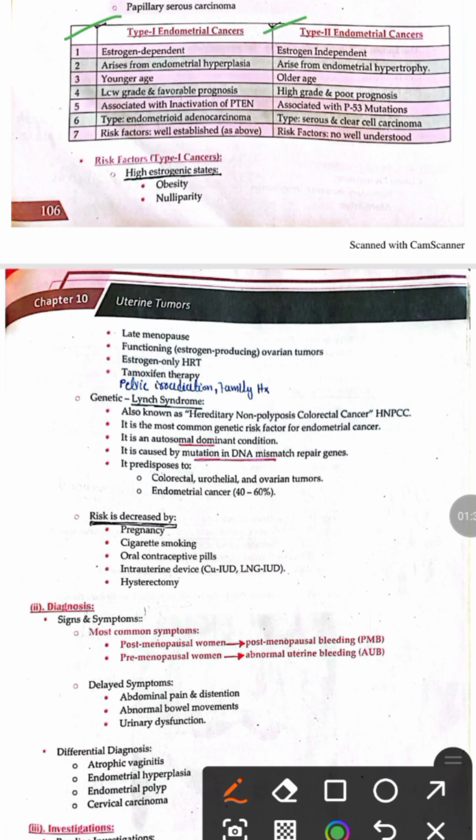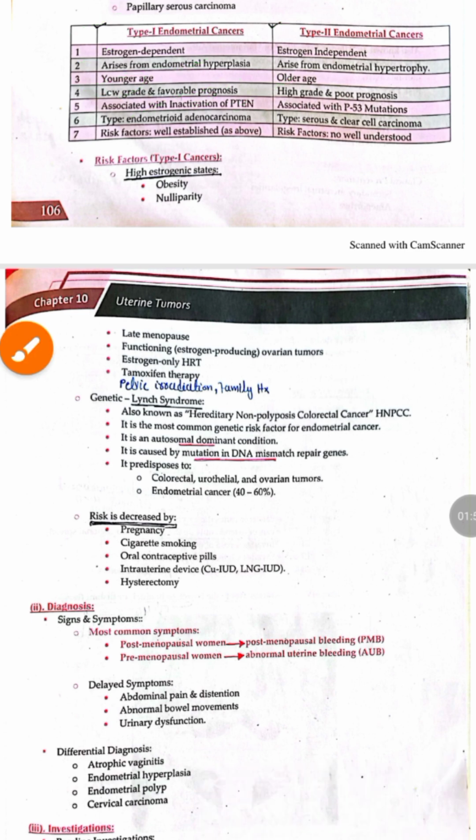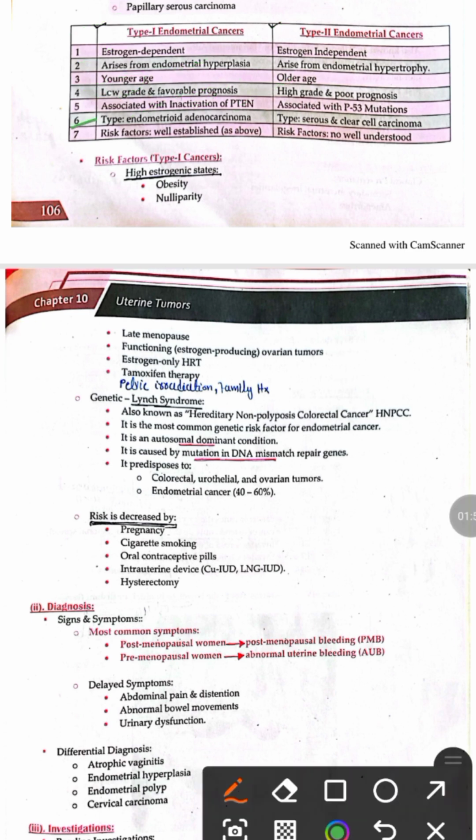Type 1 cancer is estrogen dependent, and it arises from endometrial hyperplasia, and it occurs at a younger age, and it is a low grade cancer. Therefore, it has a favorable prognosis, and it is associated with inactivation or inhibition of the PTEN gene mutation. The most common type of type 1 endometrial cancer is endometrioid cancer or adenocarcinoma, and the risk factors include the unopposed estrogen level.